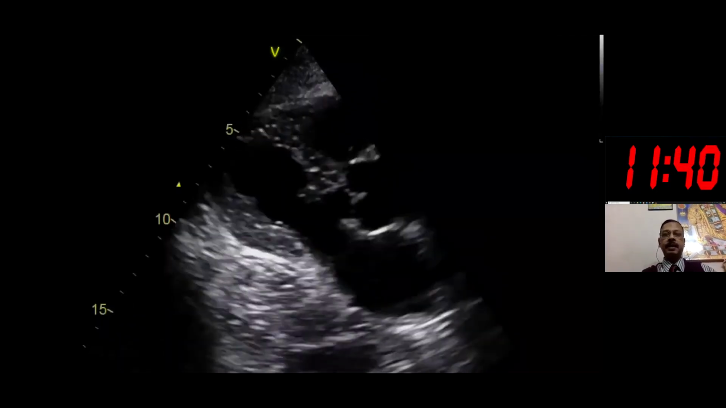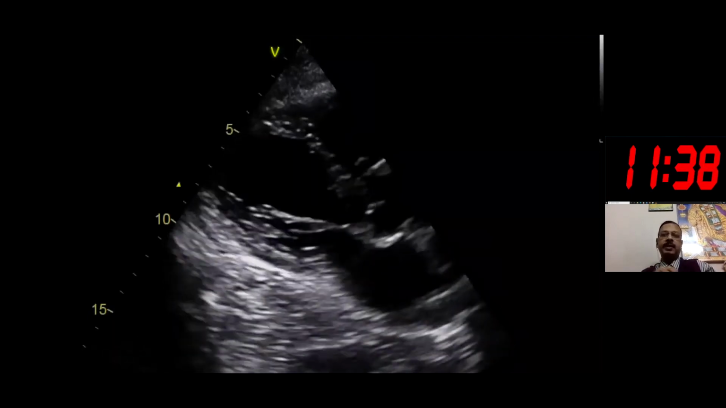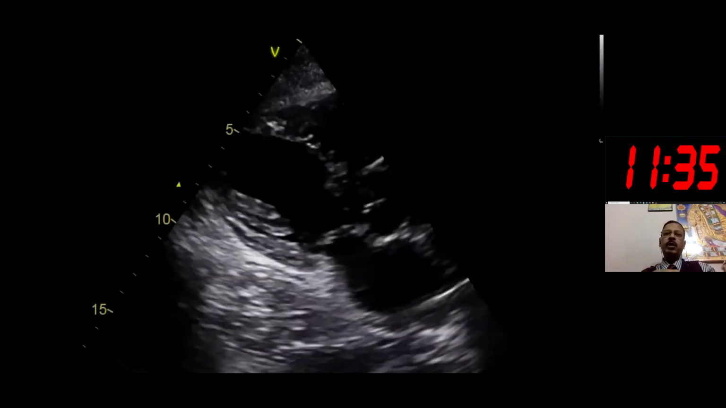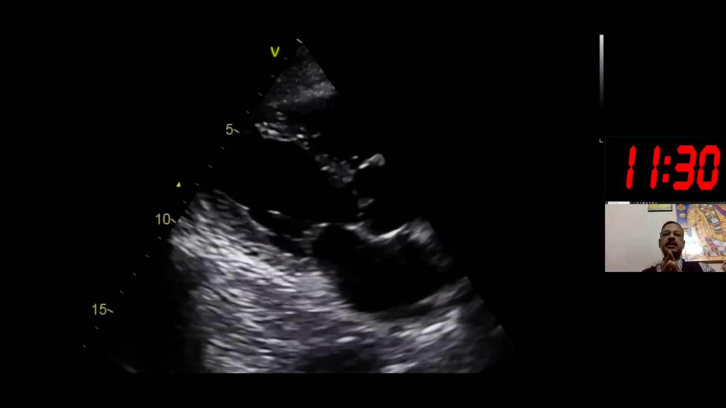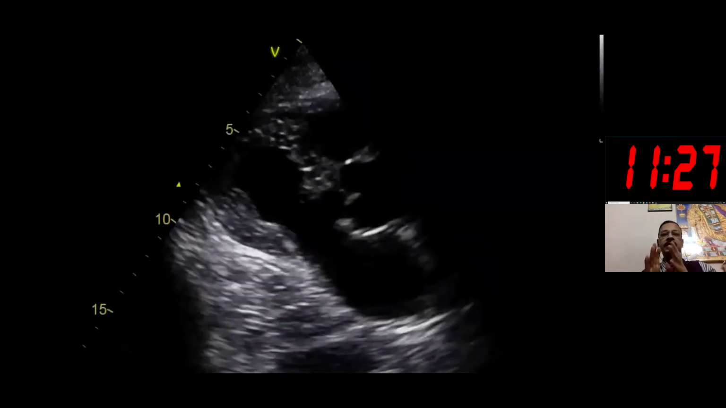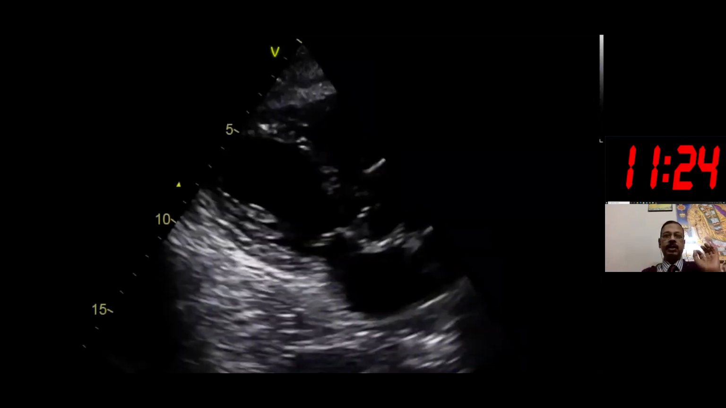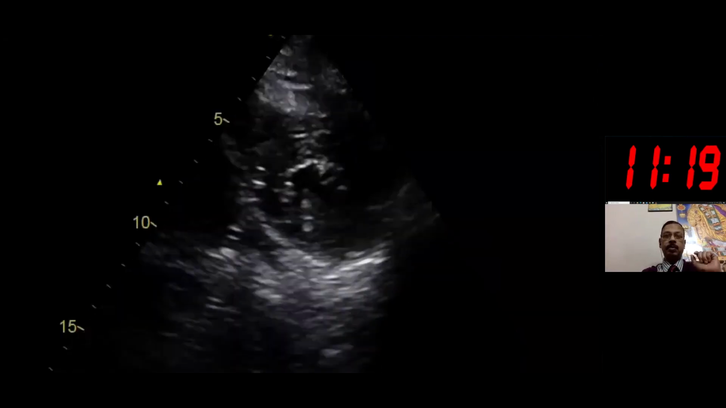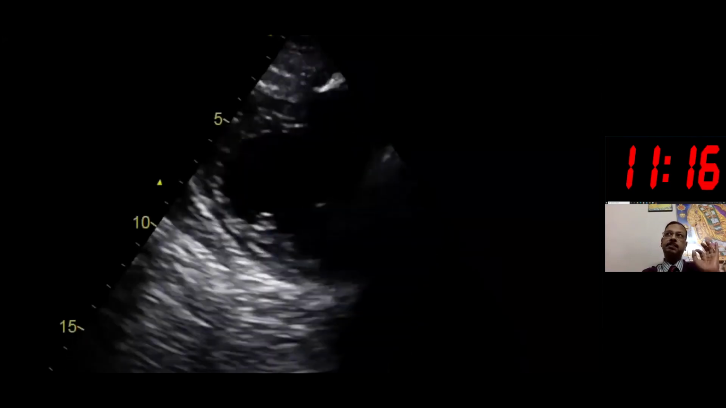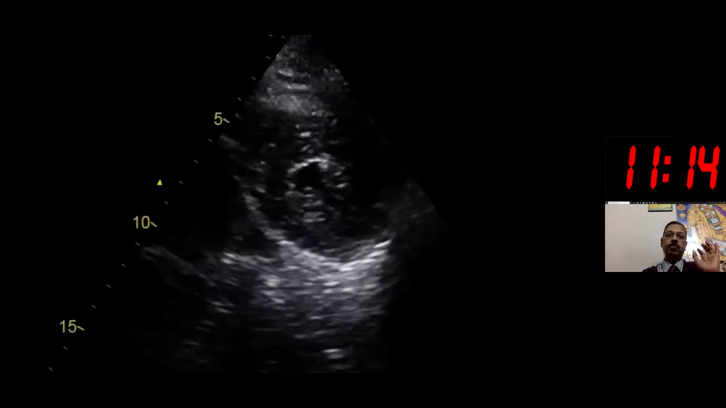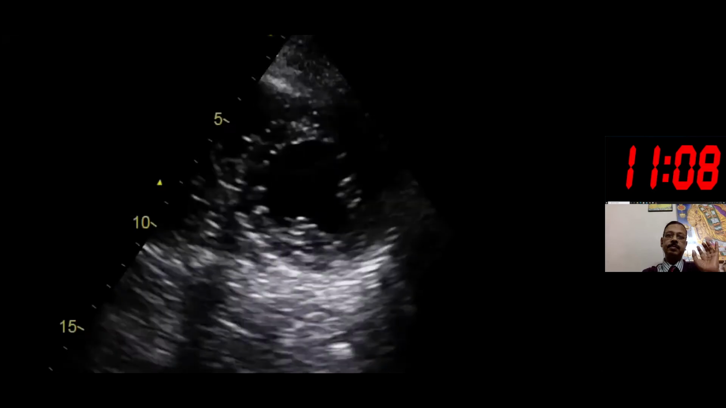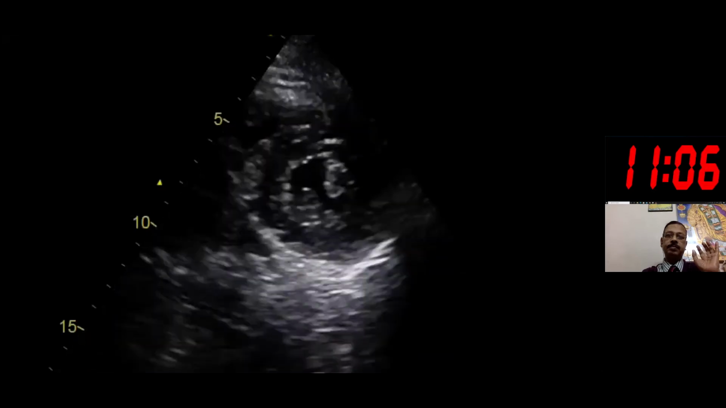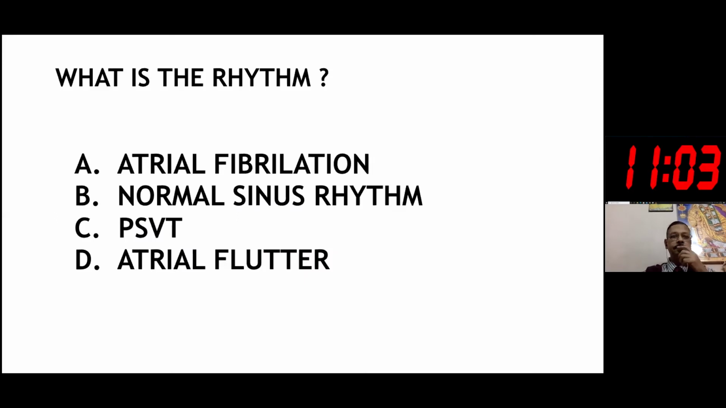This is absolutely another new thing I wanted to introduce. Look at the rhythm of this. Whatever structural abnormalities there are, you have to ignore them. What is the rhythm in this patient? I have not given the ECG in this patient, but what is the rhythm? Remember the rhythm. Cardiac rhythm. Well, these are the options.